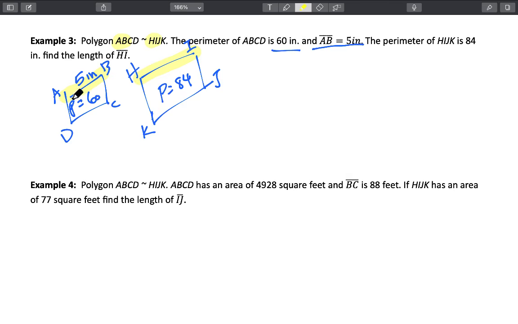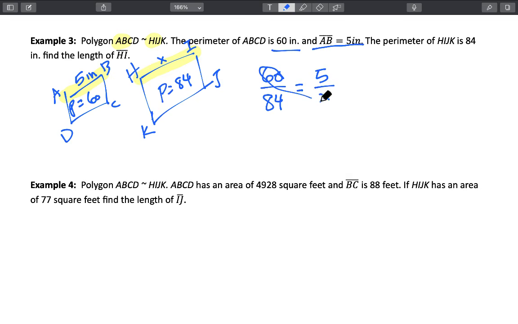So we know that perimeters differ by that same ratio as our side lengths. So we can set up a proportion that looks like this: 60 over 84, here's my ratio of my perimeters, is equal to the ratio of AB's length, which is 5, over the missing side length HI. Let's just call this X. And now we have a proportion that we can cross multiply and solve.